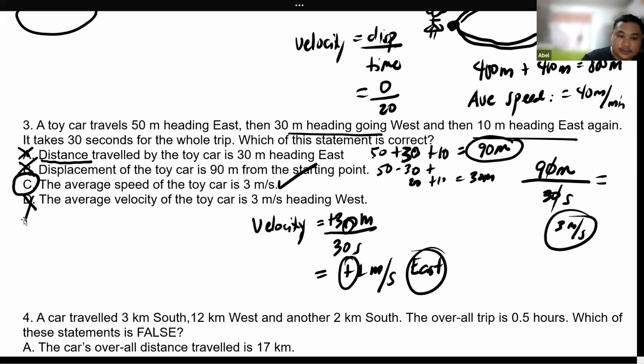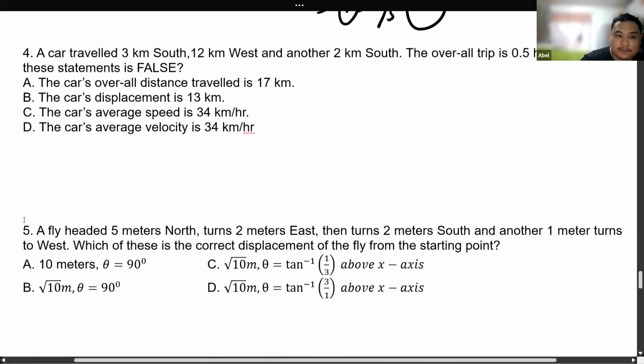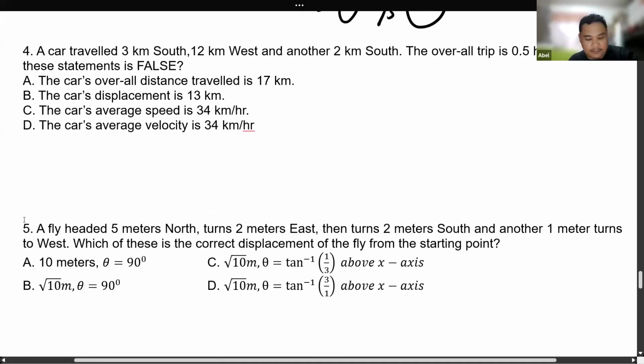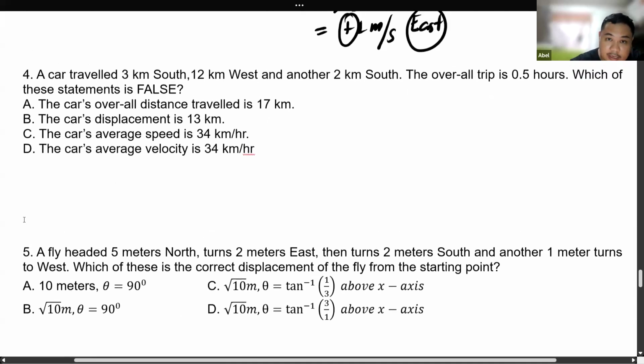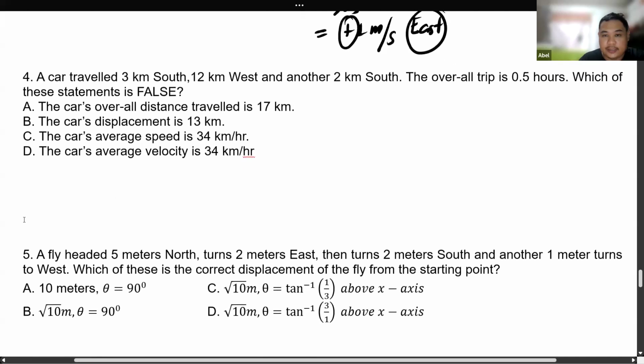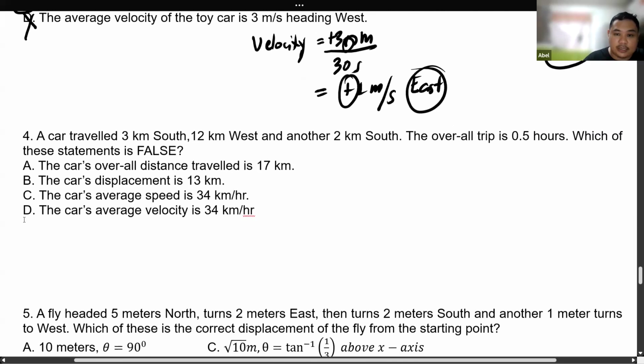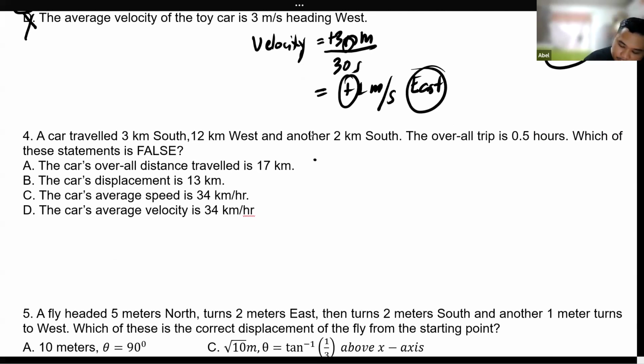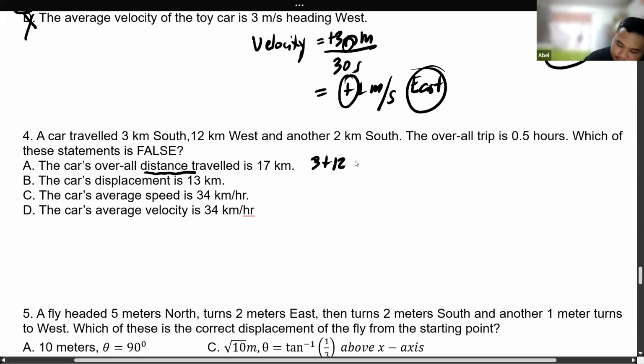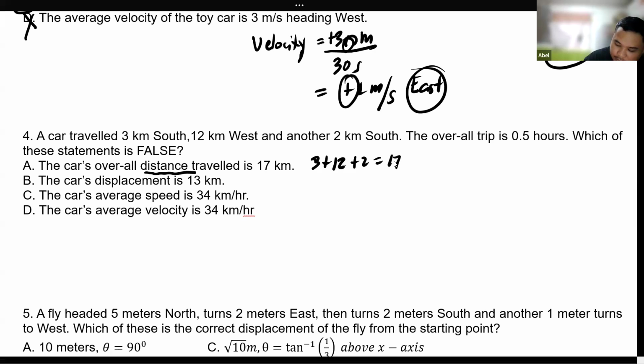Okay? So next, how about number 4? A car travels 3 kilometers south, 12 kilometers west, and another 2 kilometers south. The overall trip is 0.5 hours. Which of these statements is false? Okay, let's try to look here. A car traveled 3 kilometers south, 12 kilometers west, so for the distance, that is 3 plus 12, 15, plus 2, 17. We don't care about the direction, okay? So this one is checked.